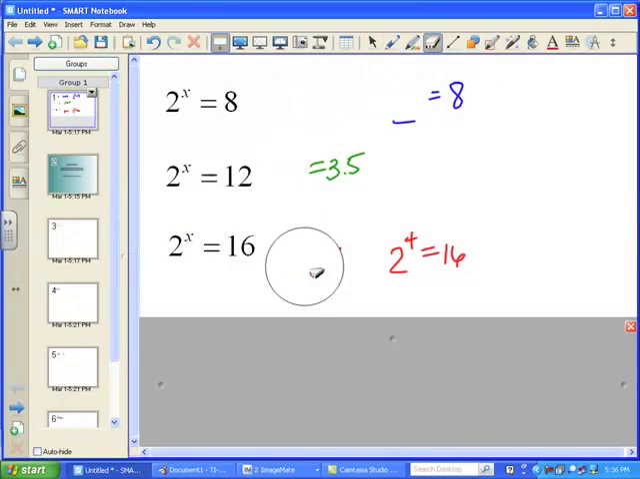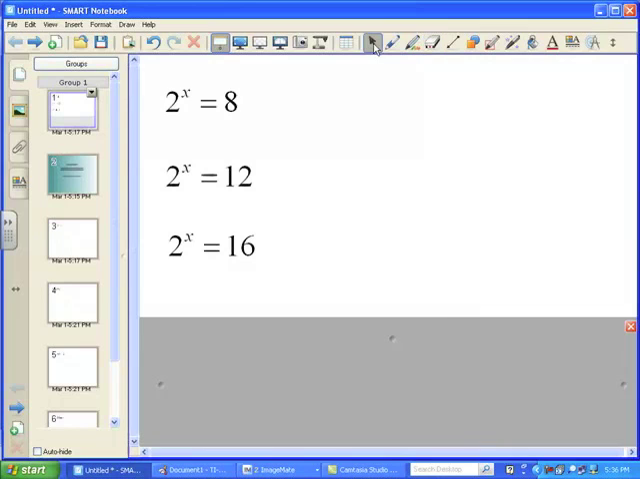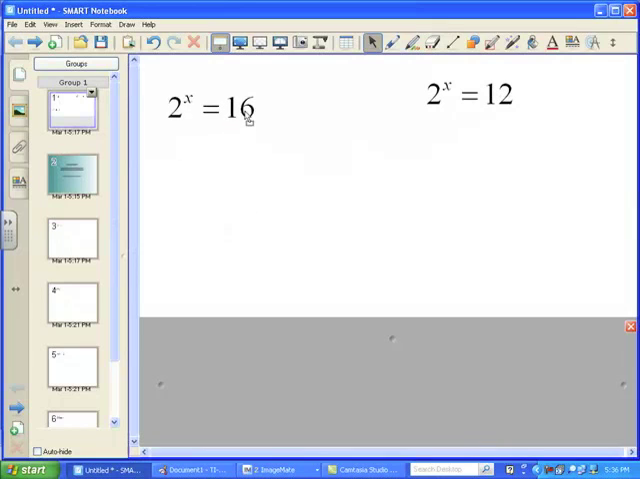I'll get rid of some of this, and switch it into a form where I can figure out what x is, because I notice that this is an equation. Let's just focus on this one over here right now, and we'll put the other ones aside. Let's look at 2 to the x equals 12.